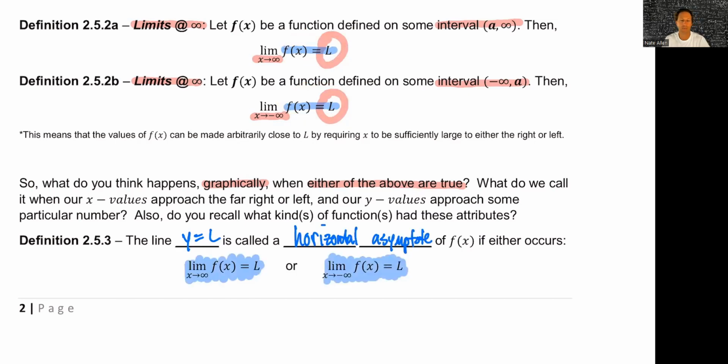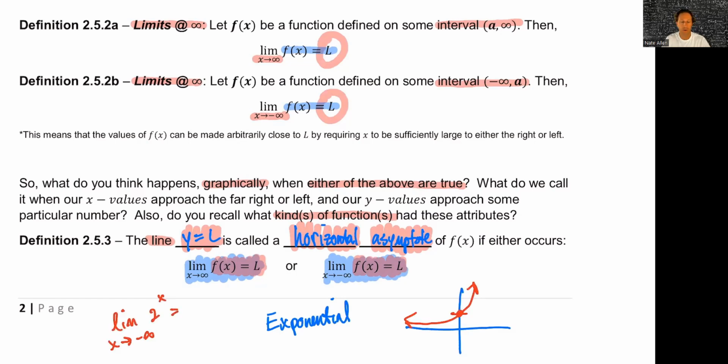So again, this is the process of having limits at infinity. Whether that be positive or negative, that just means to the far right or the far left. And if our y values approach some number, then we will have at that number the line y equals L, called a horizontal asymptote. Okay, something that we've seen before. And what kinds of functions? Do you remember the exponential functions? Looked a little something like that.